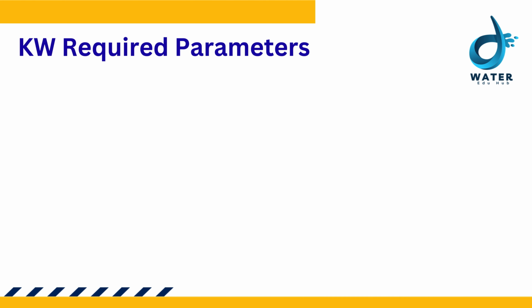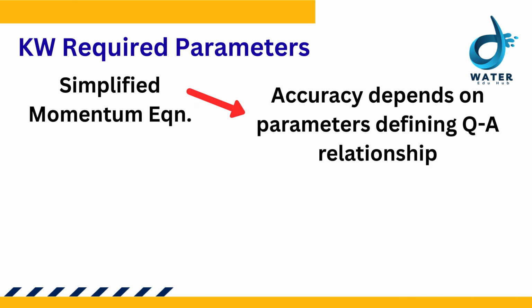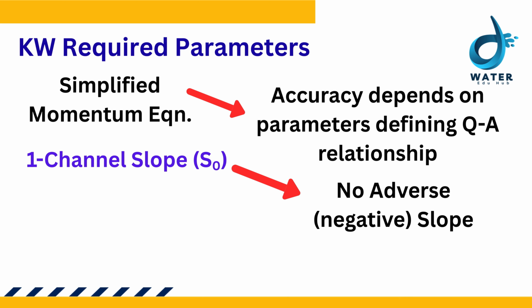Since the momentum equation in this method is simplified, the accuracy of kinematic wave routing depends heavily on the parameters of the stage-discharge relationship. These parameters are as follows. First, the channel slope. A critical and often overlooked limitation in SWMM's kinematic wave engine is that adverse slopes or negative slopes are strictly prohibited.